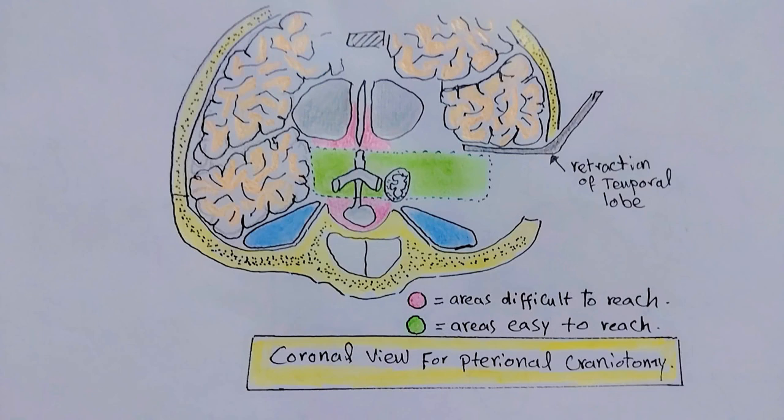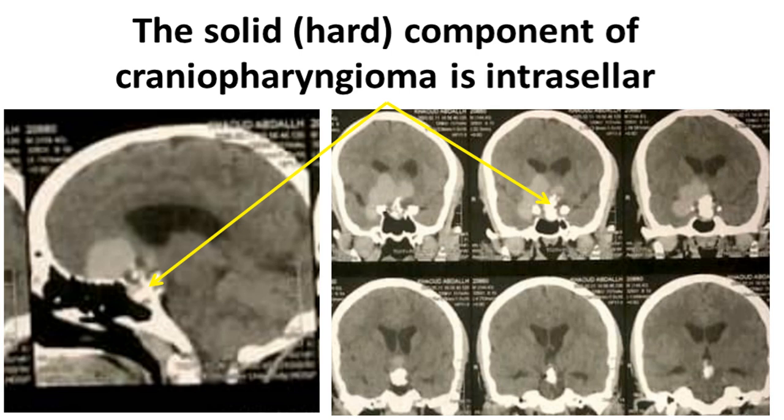For example, the solid component of the craniopharyngioma, which is usually intrasellar, will be very difficult to be excised. Also, the part of craniopharyngioma which is extending upward to the third ventricle will be difficult to reach without maximal retraction of the brain tissue. And this is the reason why sometimes we need the orbitozygomatic approach. But this is not our deal in this video now.